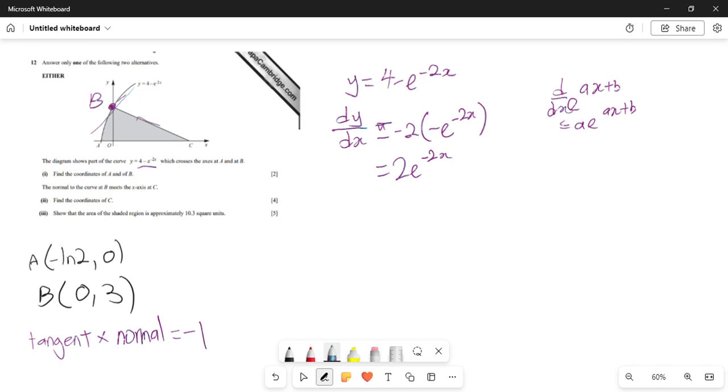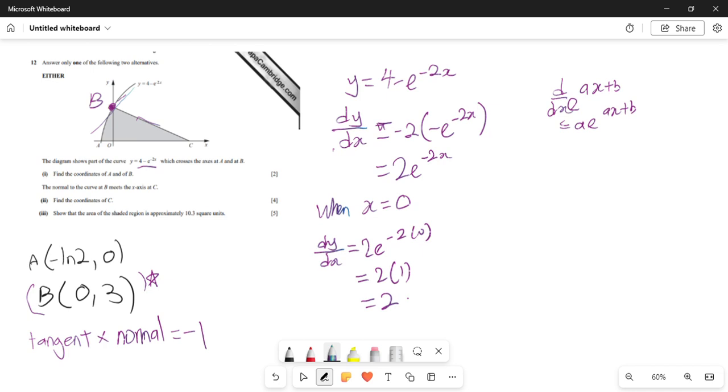So now I have to find the dy/dx, which will lead to the gradient of the tangent. Because it touches at B, I can say that when x equals 0, which I will use this coordinate, dy/dx equals 2e to the negative 2 times 0. So this becomes 2 times 1, which is 2.